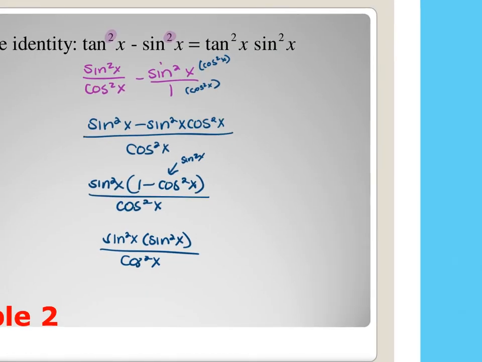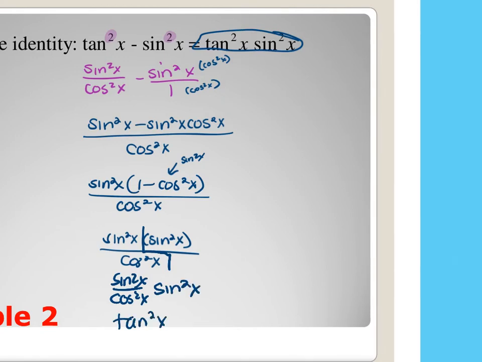Now what? Keep your goal in mind, right? I want to go to here. I can separate out the sine and the cosine, right? Sine squared x over cosine squared x times sine squared x. And this is tangent squared x times sine squared x.